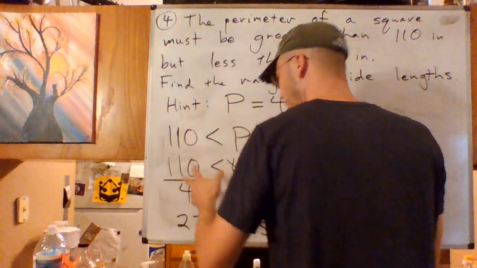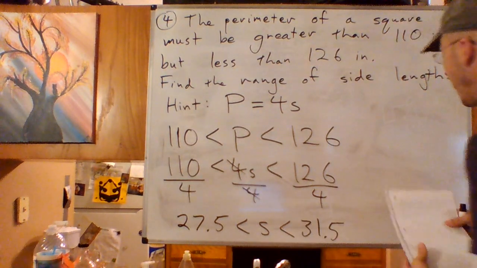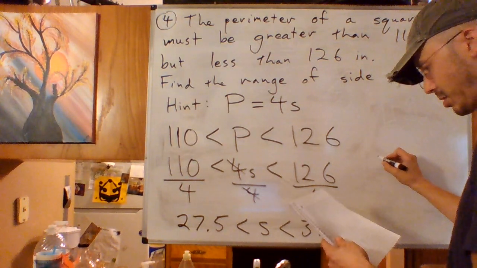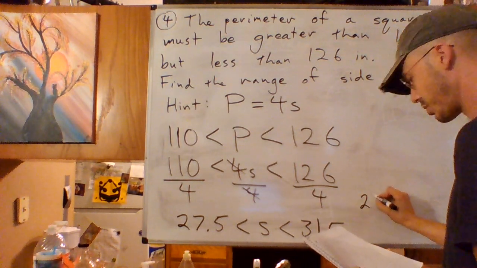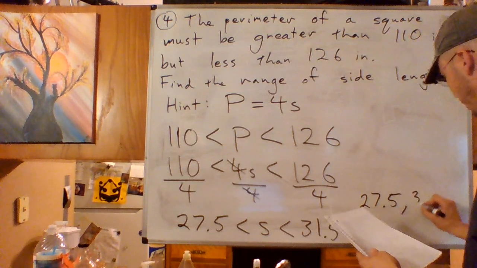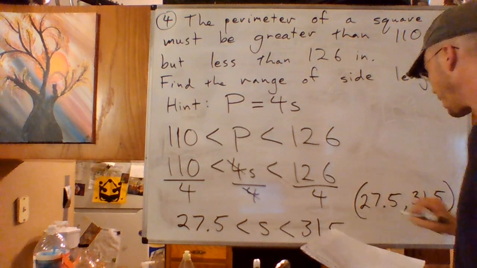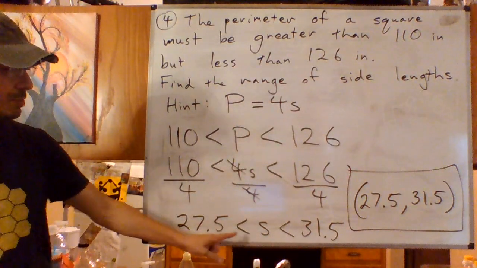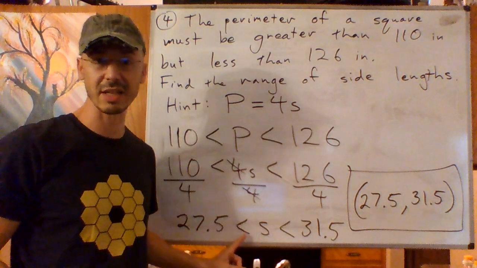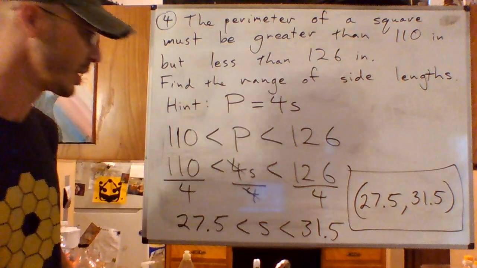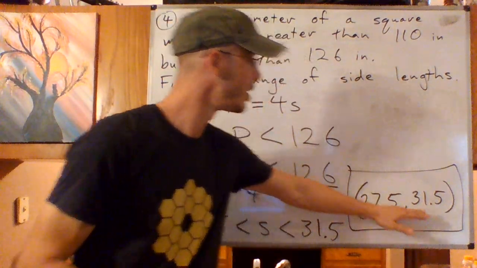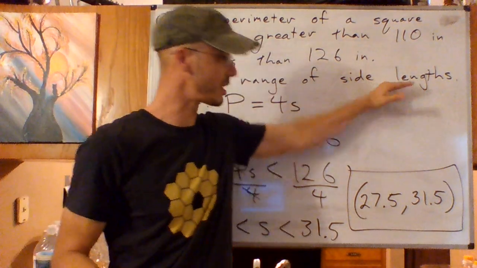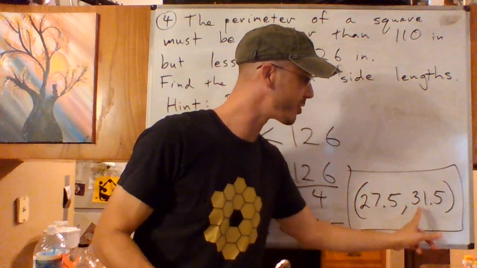You can reduce these fractions a little bit, but they're not whole numbers. Finally, I'm going to put that in interval notation, 27.5, 31.5, with parentheses. This is my actual answer here. With parentheses because they're both strictly less than signs, not less than or equal to. That's the interval notation for the range of values that we can have for the side lengths. So the range of side lengths is any number between 27.5 and 31.5.